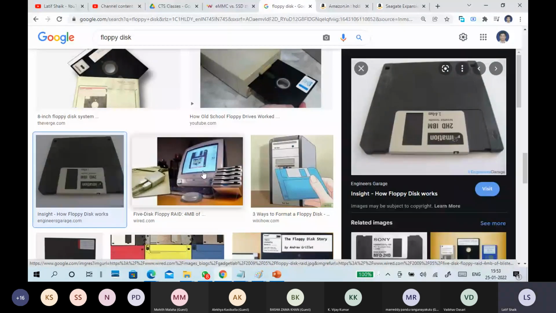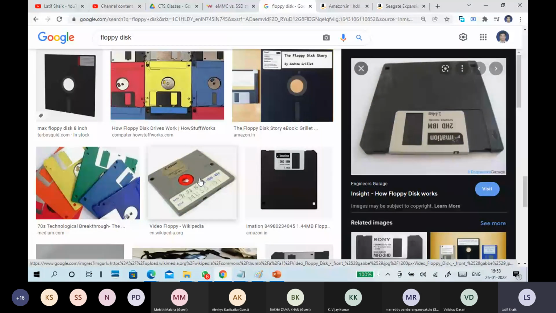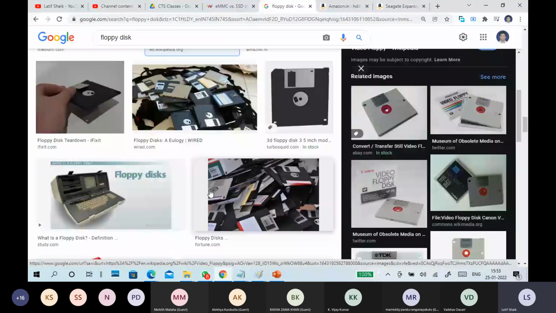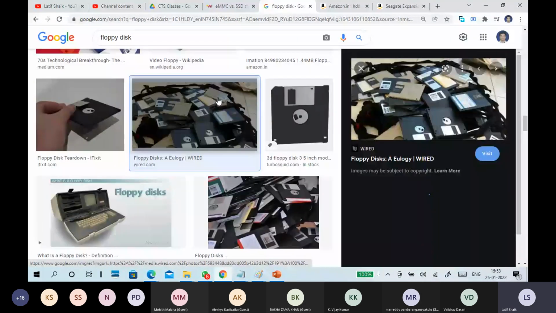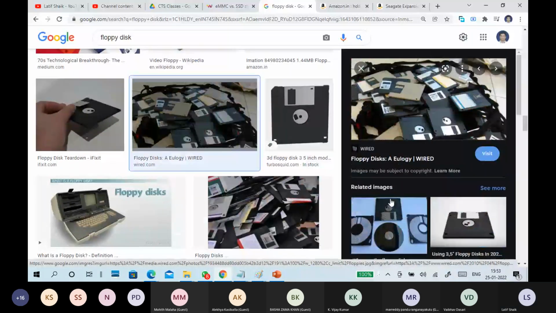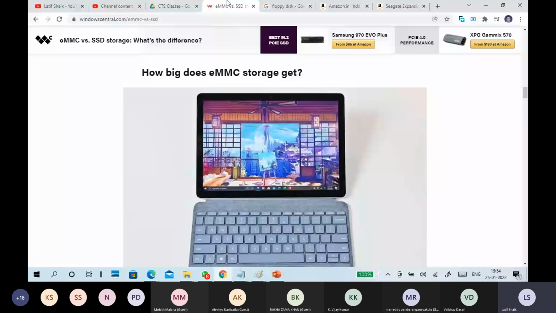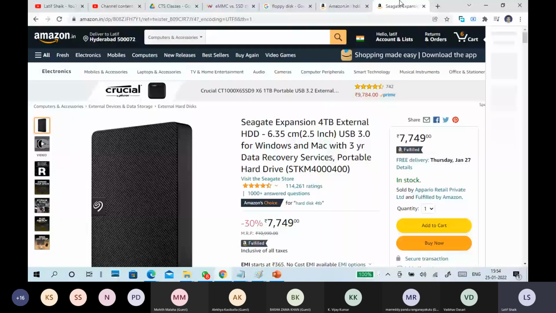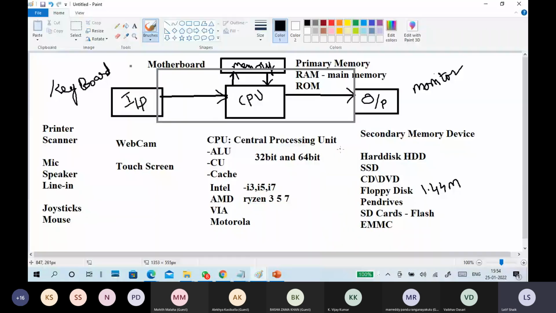Okay. So there was a special class for floppy disks in earlier days. Nowadays we are not using them. That's why we have almost forgotten that one. So if you find any floppy disk, keep it very safely. If someone has thrown away a floppy disk, take it, open it and look at it. It is something wonderful.